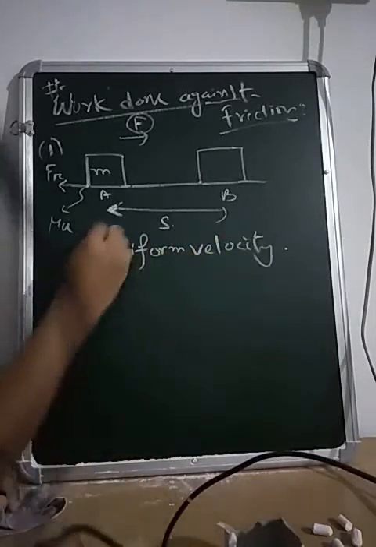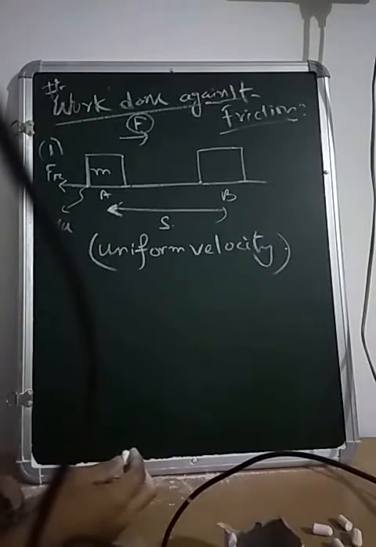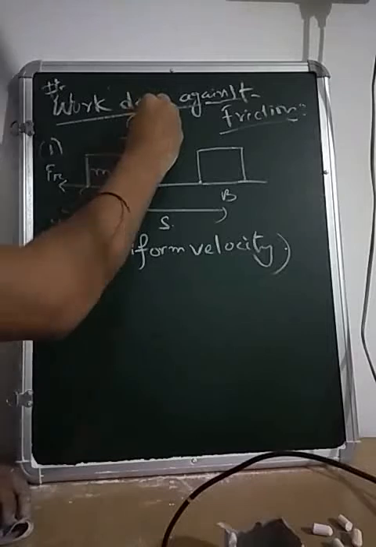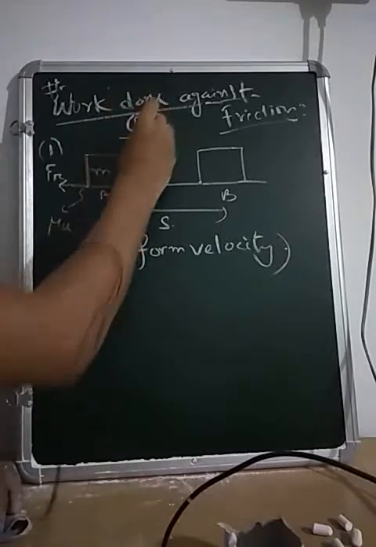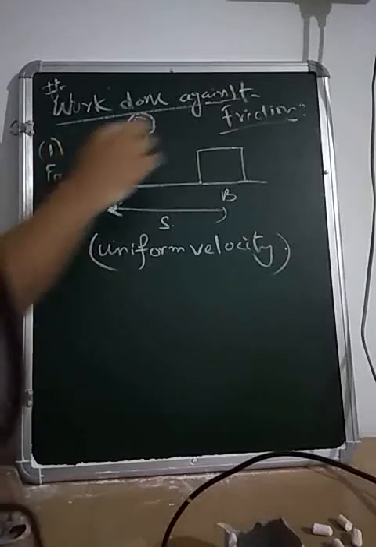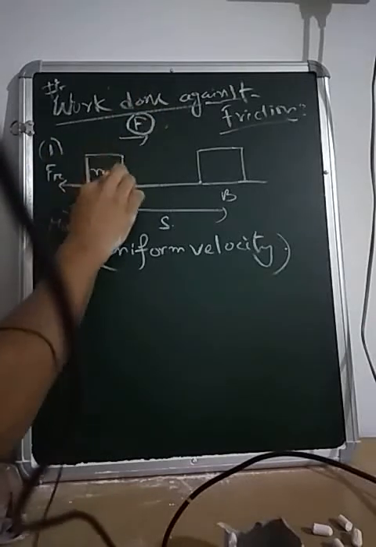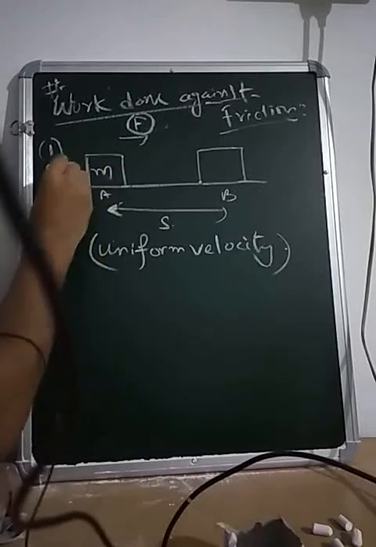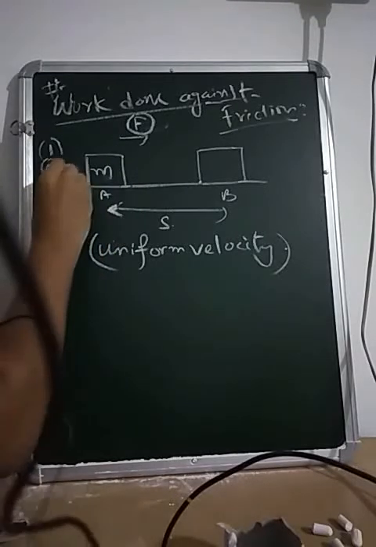Okay, the uniform velocity term means zero acceleration. From this condition, we conclude that the force applied on this body is constant, which is equal to the limiting value of static friction.